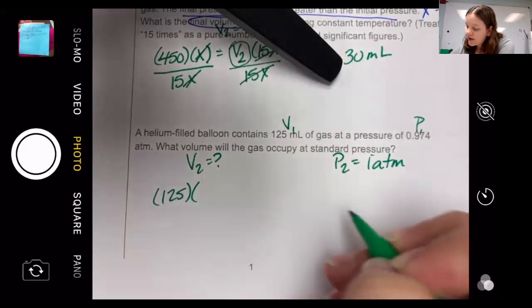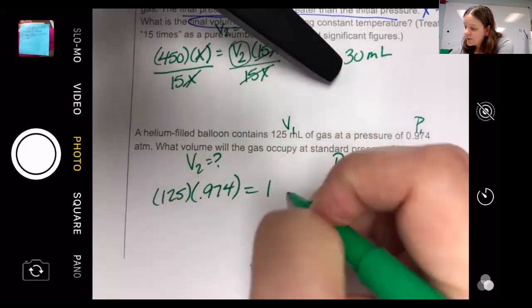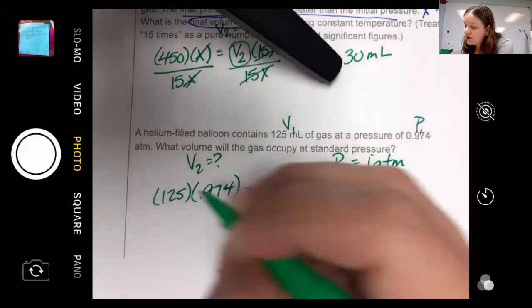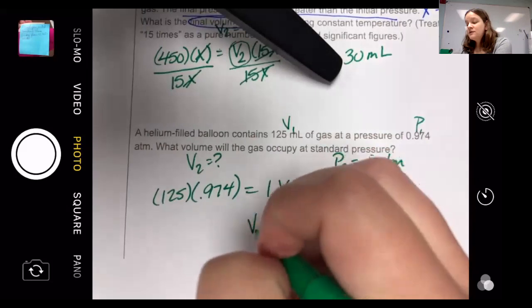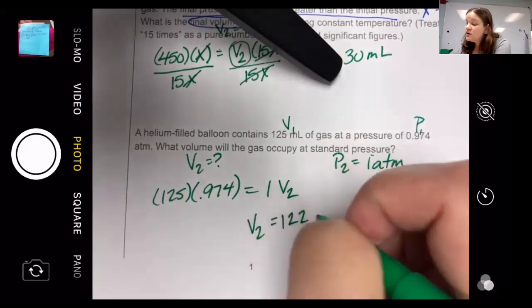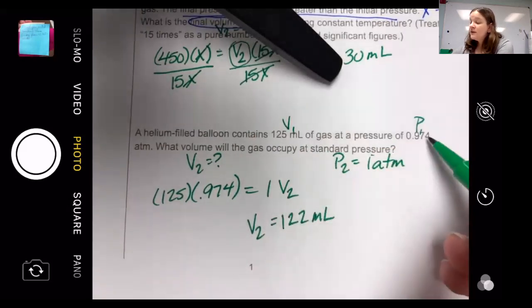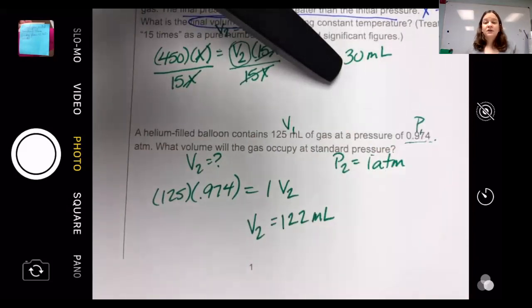125 milliliters times the 0.974 atmospheres is equal to 1 atmosphere times V2. So I'm just going to multiply those two numbers. And so then V2 is equal to 122. Okay, so there's not much difference between the pressure here and here. Those pressures aren't very different. So it only decreases the volume a little bit. All right, that's Boyle's law. Boyle's law is very straightforward. Charles's law is much the same way.